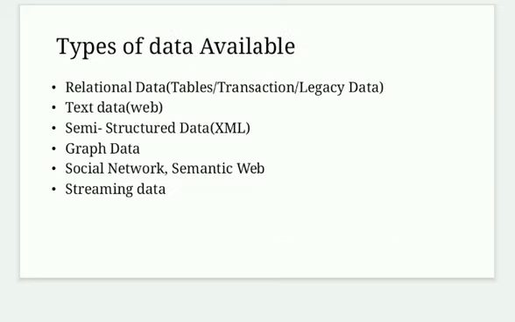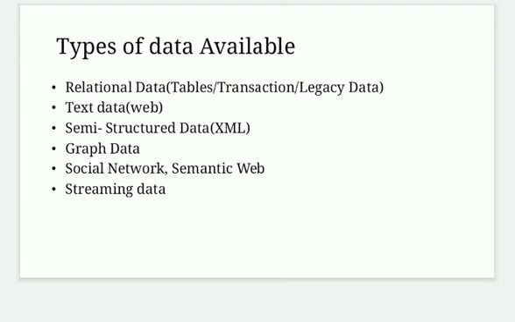Okay. So next, types of data available. What are the different types of data available to handle or to process? First one is relational data. You already know this: rows and columns, where we store our data in the form of rows and columns. The tools which we use are Oracle, MySQL, and so on.